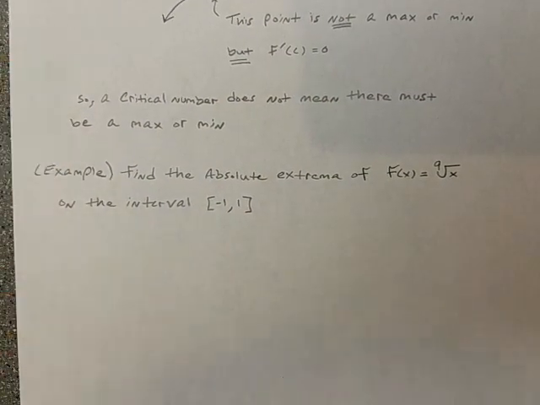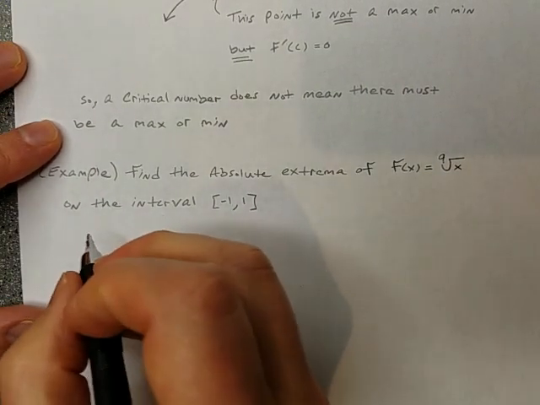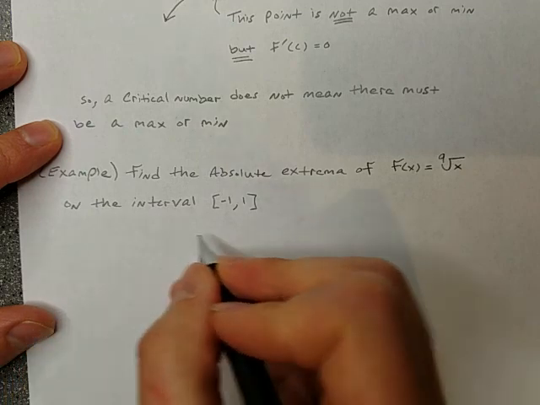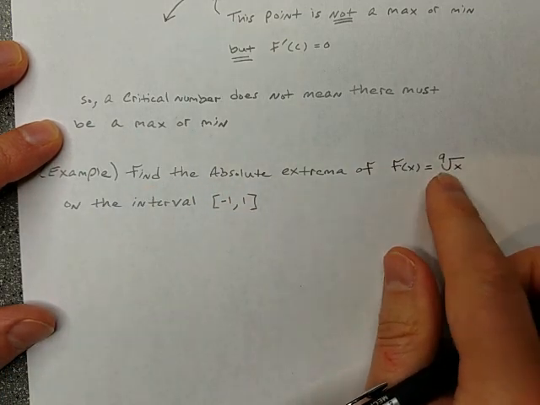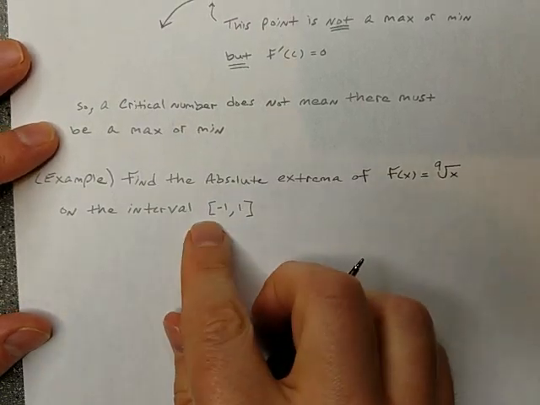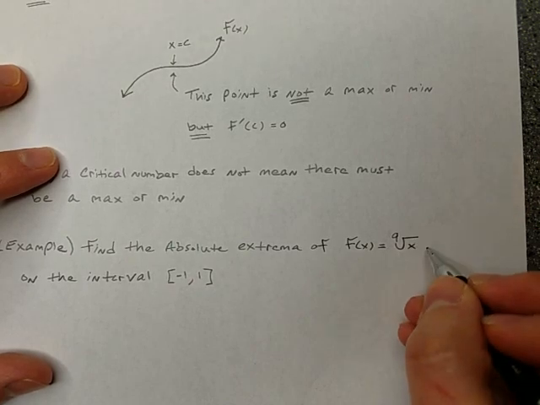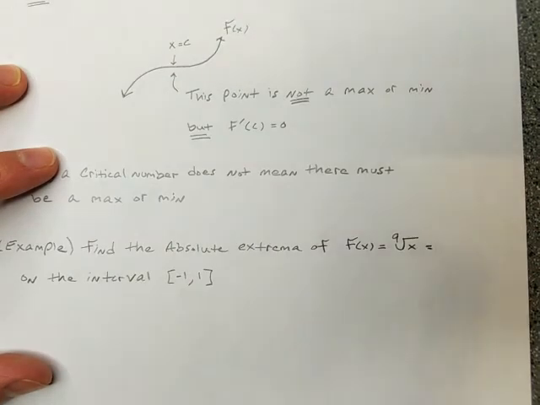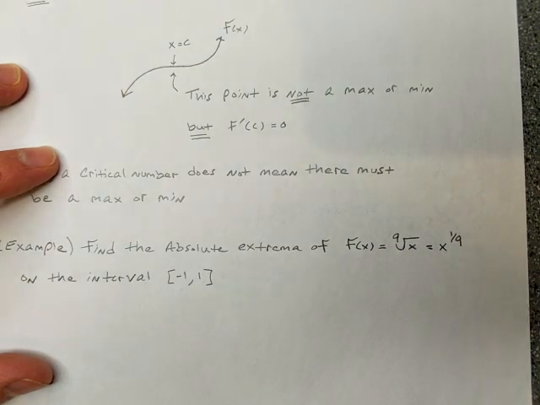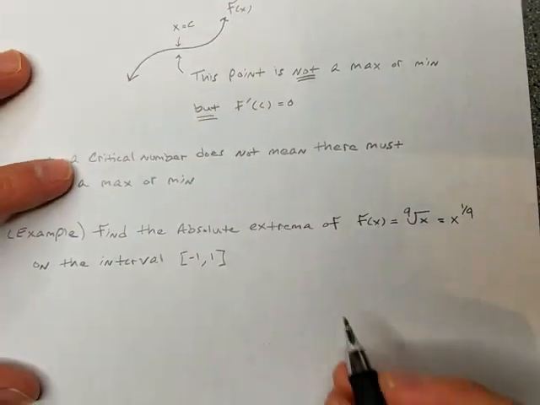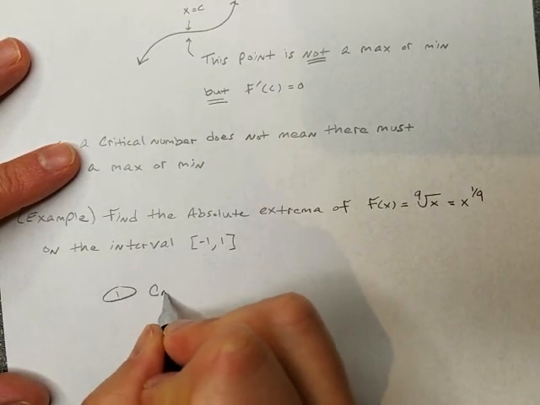So in order to illustrate that, I'll show you this one. Let's find the absolute extrema of the 9th root of x on the interval from -1 to 1. If it was convenient for calculations, I could say this was x to the 1/9 power. It doesn't matter. Either way, let's start by finding the critical numbers.